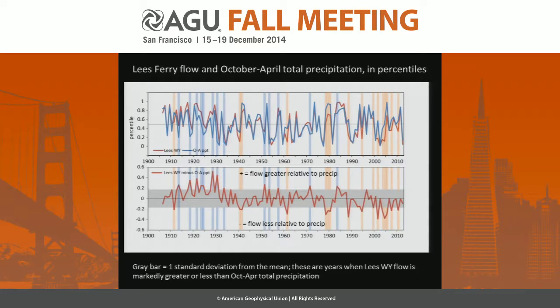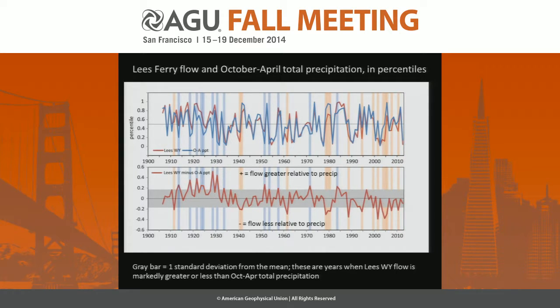This is the 1 standard deviation of values, so looking at those values beyond 1 standard deviation. The blue bars are the years where flow is greater relative to precipitation, and these pink bars are years where the flow is less relative to precipitation. You can see clusters of the blue years here and clusters of the orange years here, where the flow is less effective, or the precipitation is less effective relative to flow.